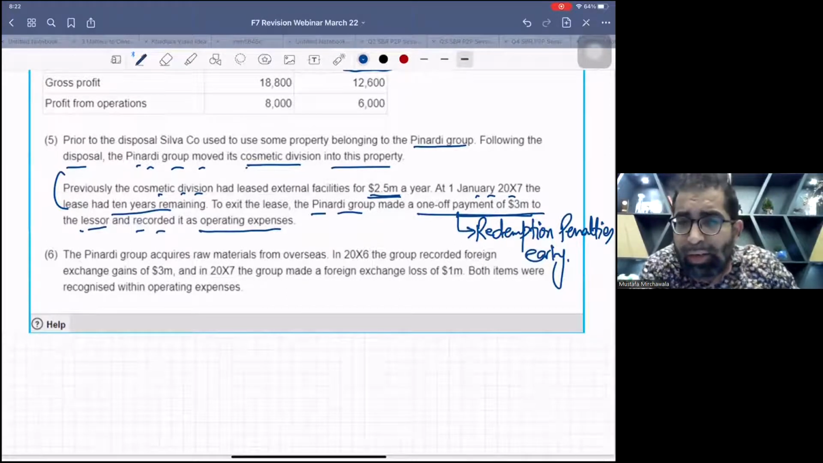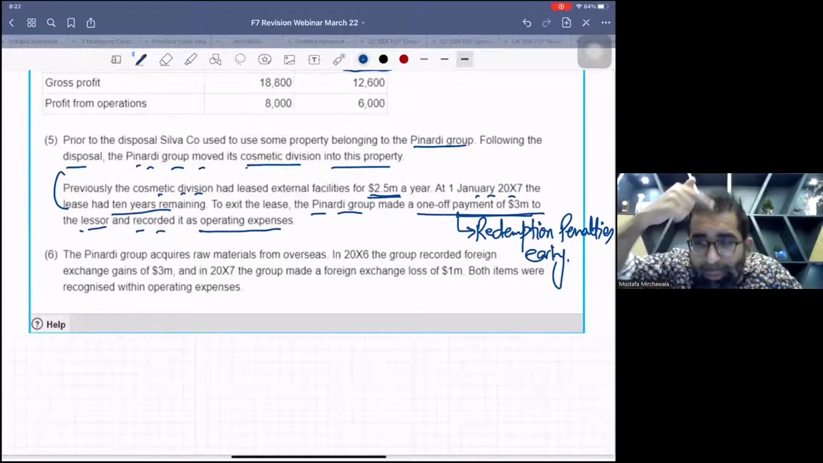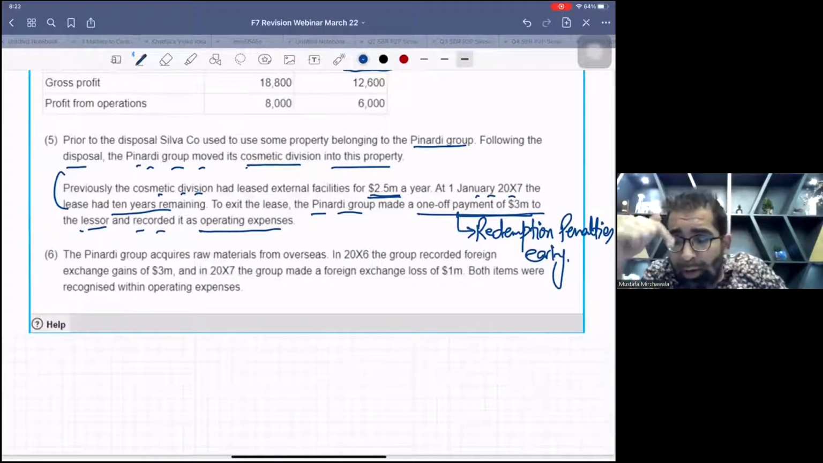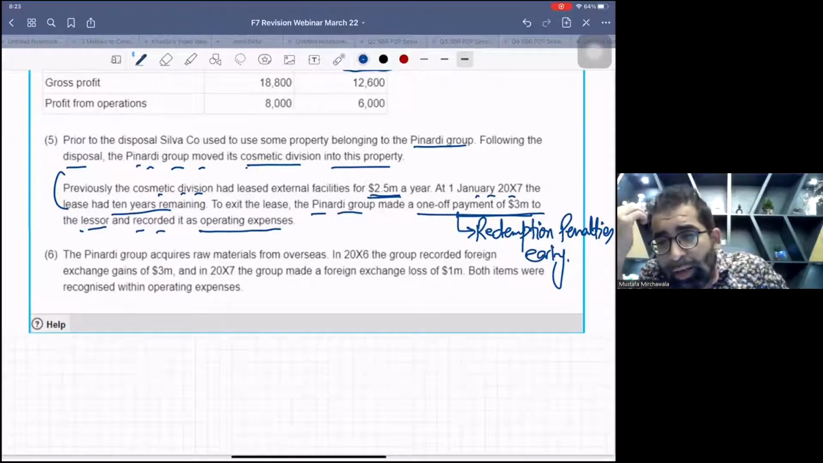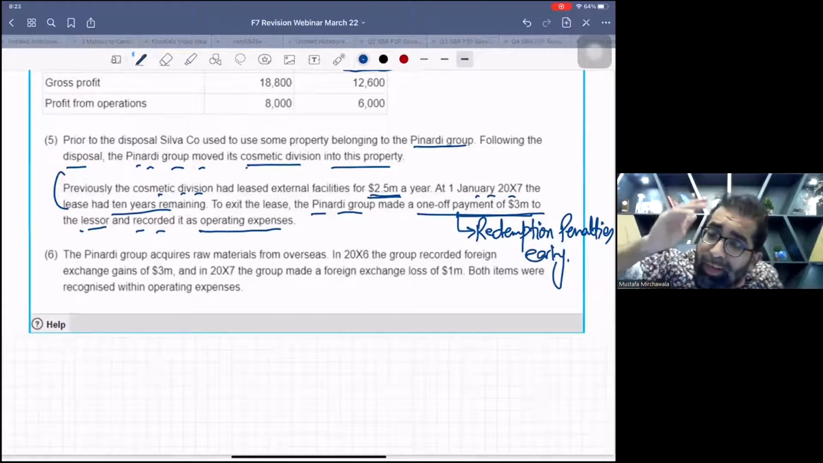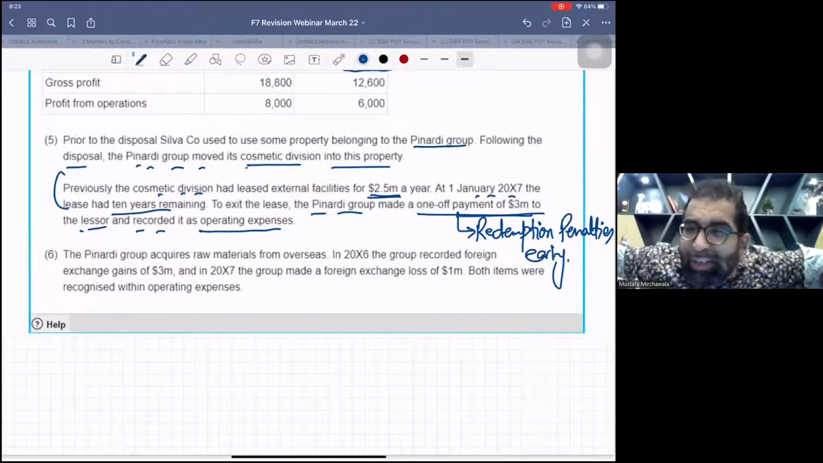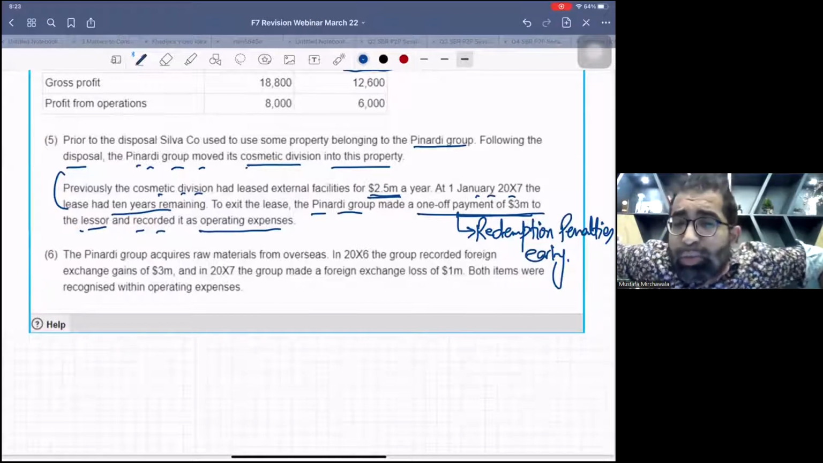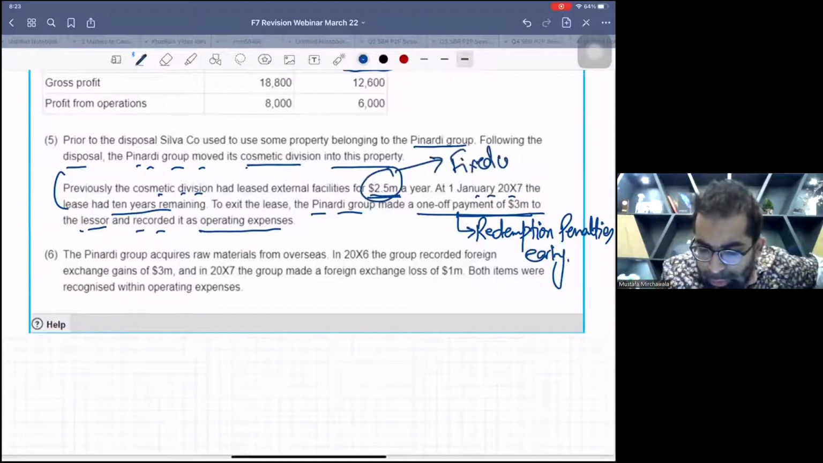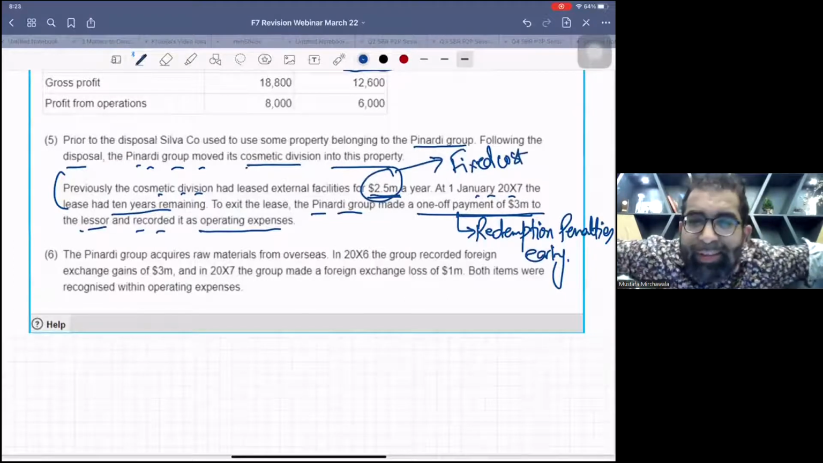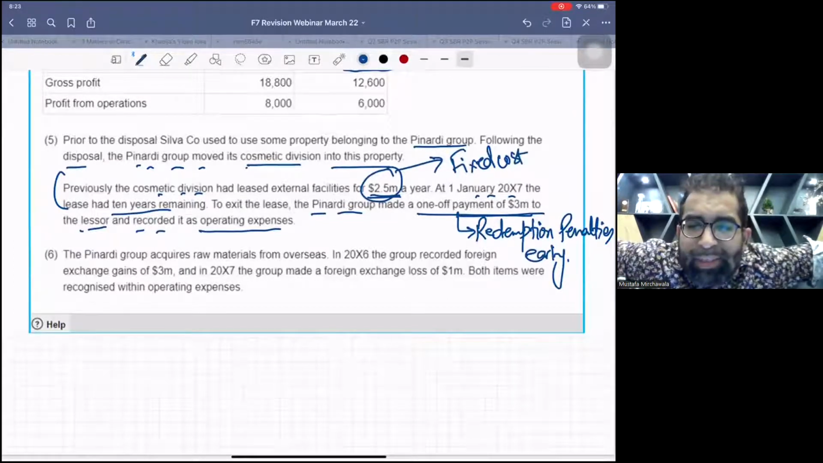So see, this is the one-off hit. This is the 3 million one-off hit, but it's good for our long term. Students, don't sleep. It's good for our long term because we don't need to pay 2.5 million every year for the next 10 years. It's a very good thing. And this 2.5 million is a sort of fixed cost every year. I'm sure you are well aware of this famous dialogue.